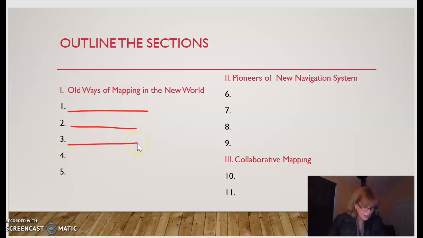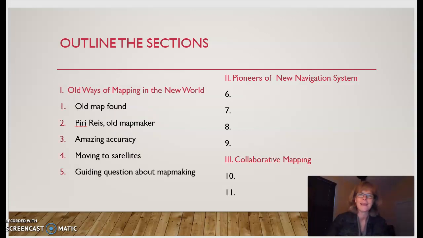In paragraph 3, it's very short. I see there's a focus on accuracy. They want to show us how amazing the map is that Perry Reese made. It was amazingly accurate. I want to show you how I'm writing these things. I wrote these titles, these keywords for each paragraph: the old map in paragraph 1, the old map maker in paragraph 2, and all this amazing accuracy.